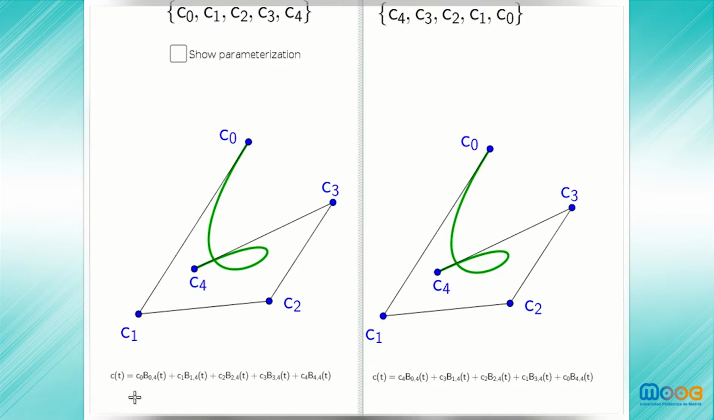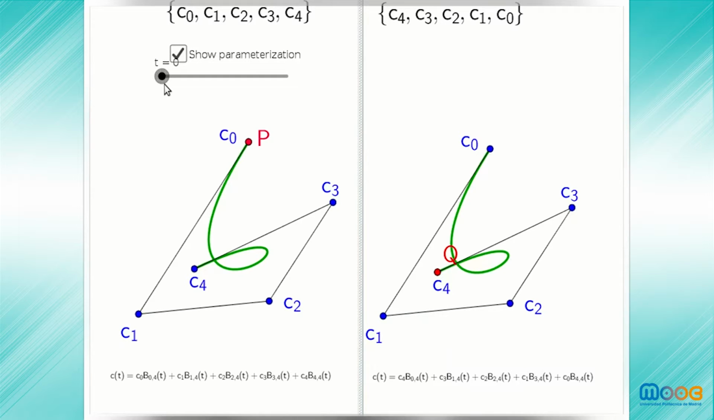So the parameterization of the curve on the left is C0 multiplying the first Bernstein polynomial of degree 4 plus C1 multiplying the second Bernstein polynomial of degree 4 and so on, whereas on the right we have C4 multiplying the first Bernstein polynomial of degree 4, C3 multiplying the second Bernstein polynomial of degree 4, and so on. The way the curves look is the same, so they describe the same curve in the plane, but the parameterizations are different. We can see that by showing how a point moves on the curve.